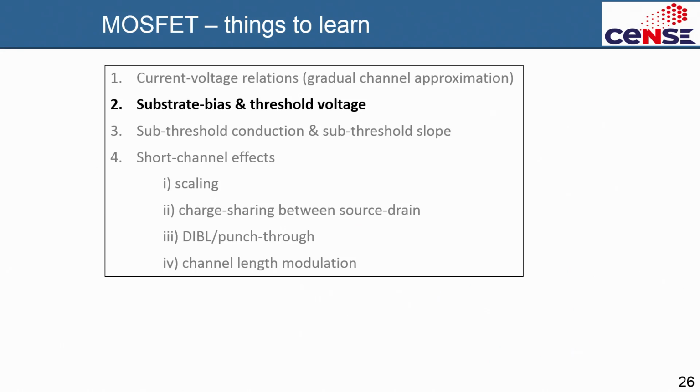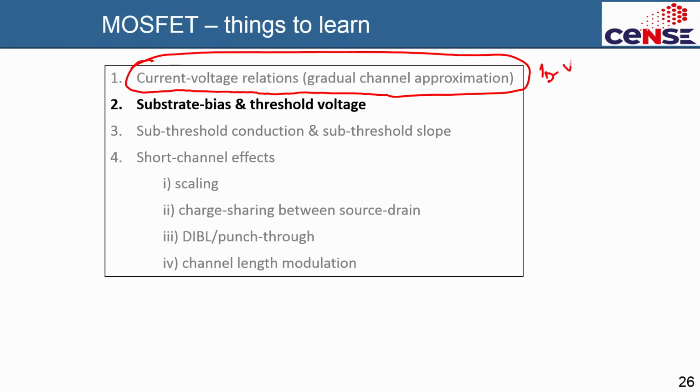And what are the other points that we said we'll discuss? If you remember, we had discussed till now the current voltage relation, or the gradual channel approximation, to derive the expression for ID versus VD essentially. And I also showed you how ID versus VG looks like, the concept of GM and so on. So this is about the current voltage relation.